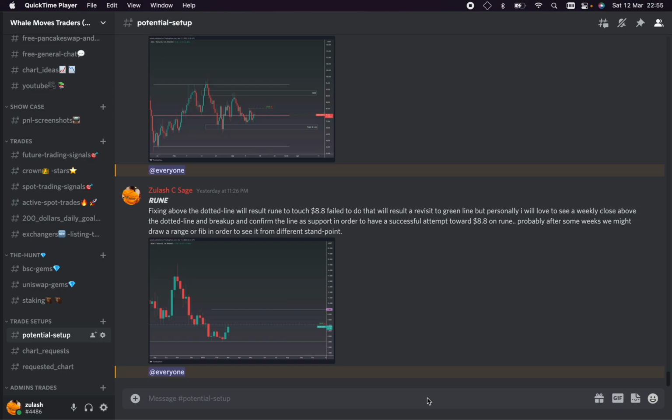Potential setup is actually a setup we post from time to time. In a month, sometimes we post 10, sometimes 20, sometimes 30. It doesn't really matter, but we just post. But what a potential setup is to me is a trading setup I want to take personally for myself.